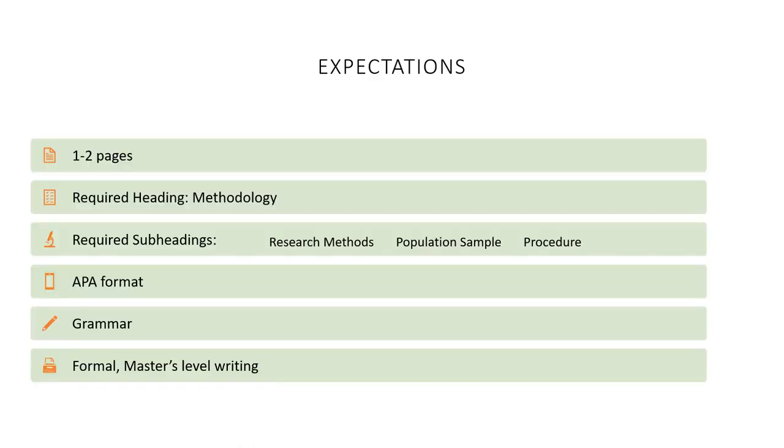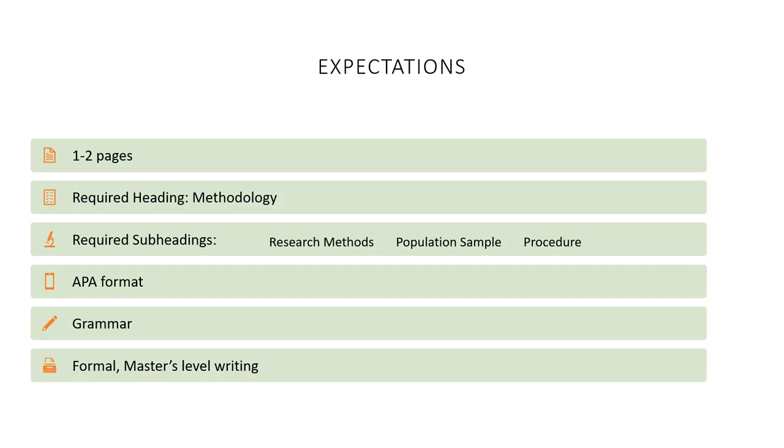Before I let you go, I want to go over the expectations of what you're going to be graded on as we grade your formative submission and your final copy. This section should be 1 to 2 pages in length. You need the required heading of methodology, and the required subheadings are research methods, population sample, and procedures. Don't forget, you need to follow APA format.